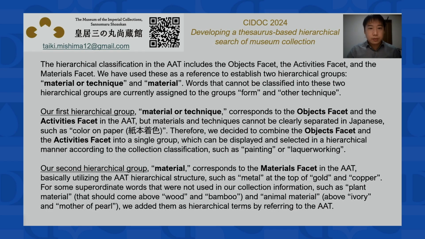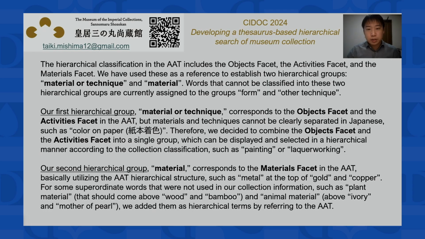The hierarchical classification in the AAT includes the object facet, the activities facet, and the materials facet. We have used this as a reference to establish two hierarchical groups, material or technique and material. Words that cannot be classified into these two hierarchical groups are currently assigned to the groups form and as a technique.